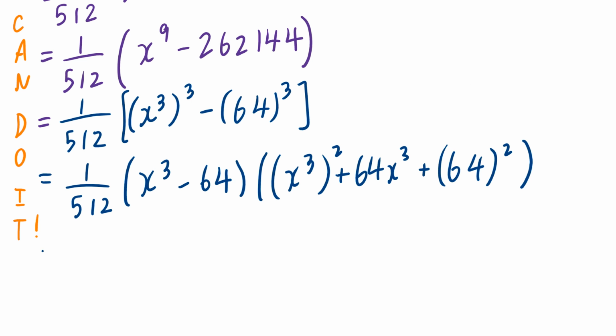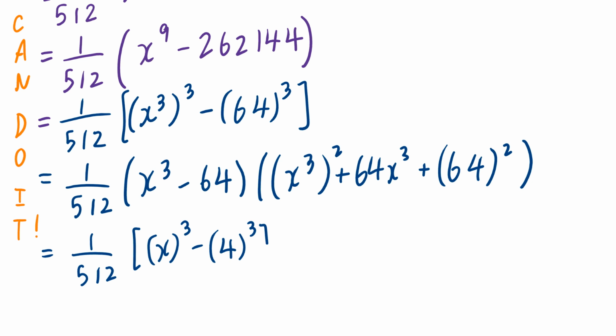Now, if you keep going, you're going to apply the difference of cubes again. So just in case you don't recognize this, I'm going to express x cubed as x in brackets to the power of 3. 64, which is a perfect cube, by the way, is going to be 4 to the power of 3. Now, in the second bracket, we can just expand and collect like terms. Power to power means you multiply. This will give you x to the power of 6 plus 64 times x to the power of 3 plus 64 times 64. That's going to be 4,096.